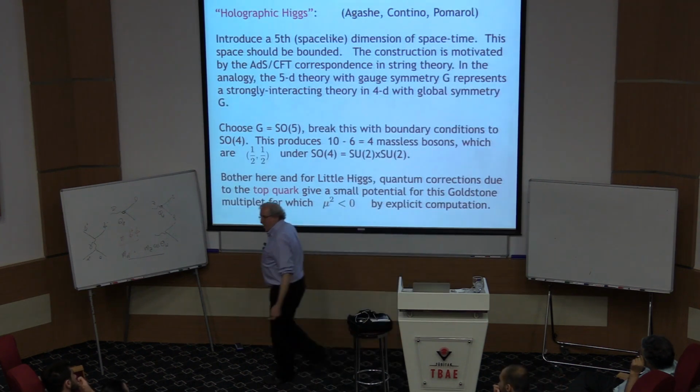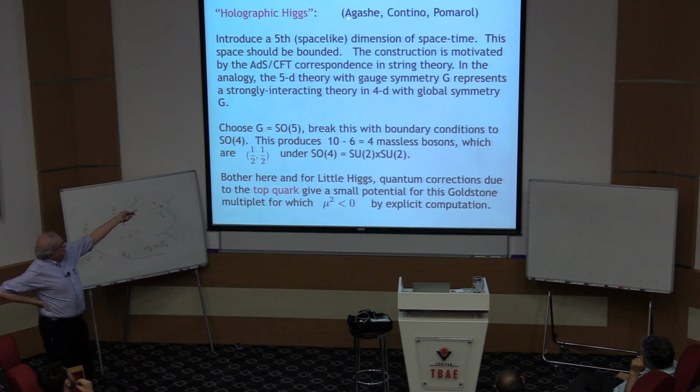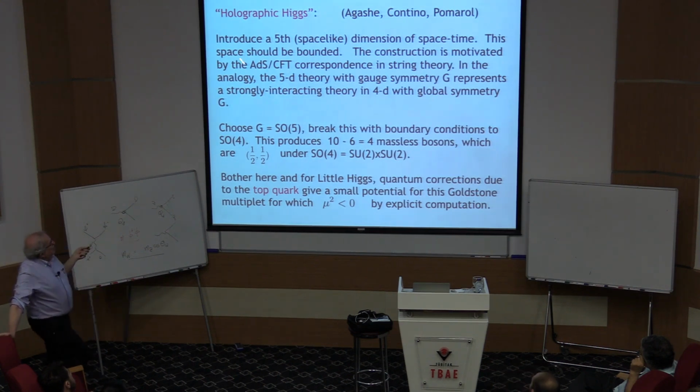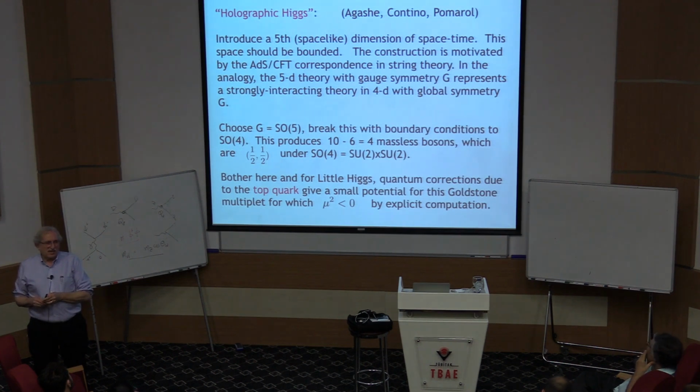And finally, there's a model called holographic Higgs, which is due to these people, Agashe, Contino, and Pomarol. Here you introduce extra dimensions. So I introduce a 5th space-like dimension of space-time. I have a bounded interval in this 5th dimension. This setup is very similar to what's called in string theory the AdS/CFT correspondence.